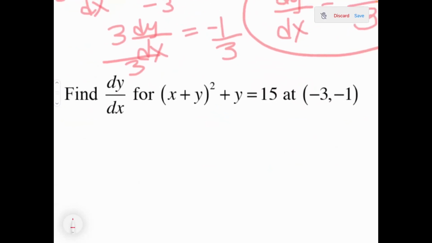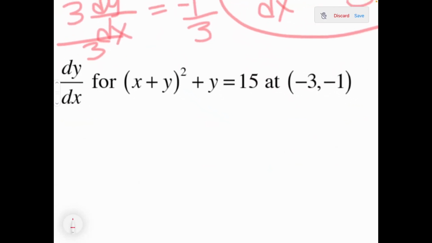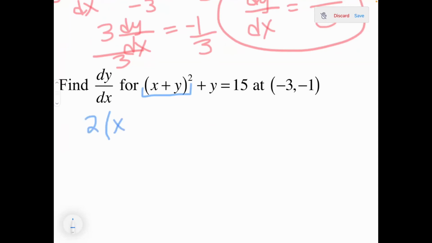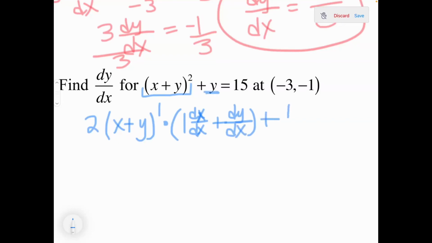All right, number 5, dy dx for x plus y squared plus y equals 15 at -3, -1. We're going to use some chain rule on x plus y to the 2nd power. The derivative would be 2 times x plus y to the 1st power times the derivative of x plus y. The derivative of x is 1 dx dx, which we don't have to write, plus the derivative of y, which is dy dx, which we absolutely have to write, plus the derivative of y, which is dy dx. That equals the derivative of 15, which is 0.